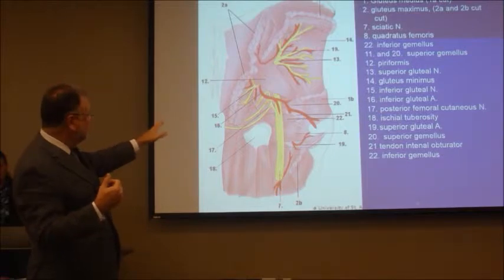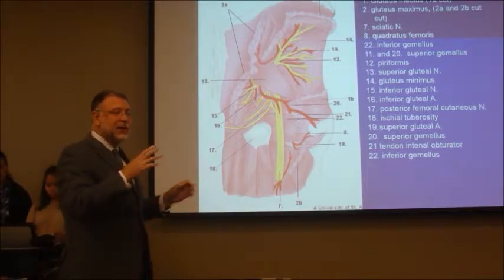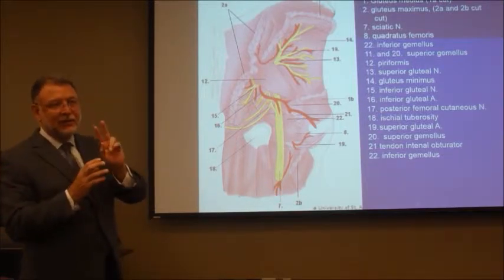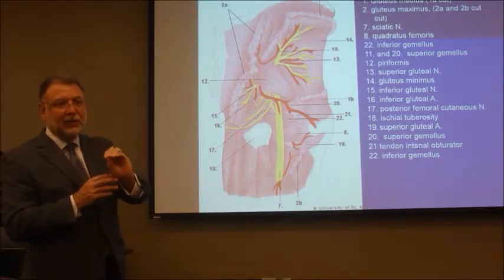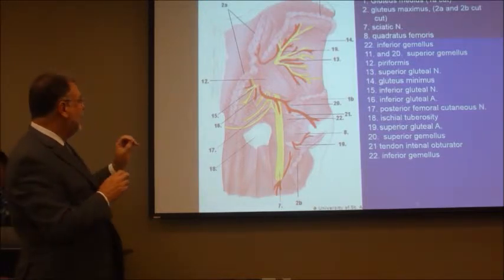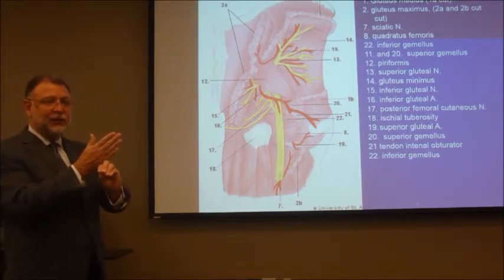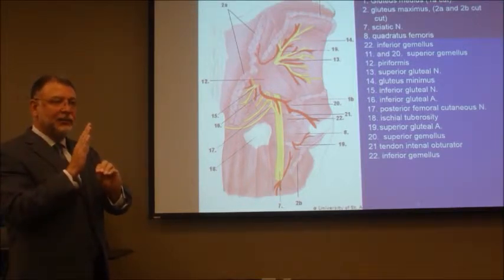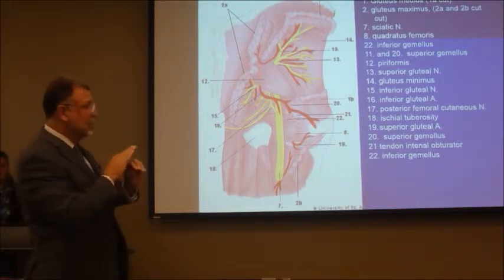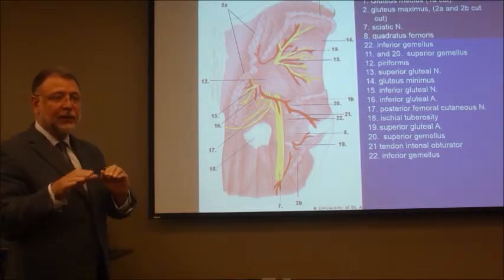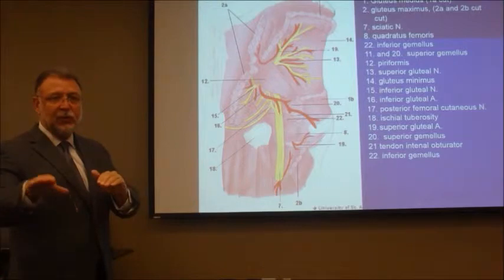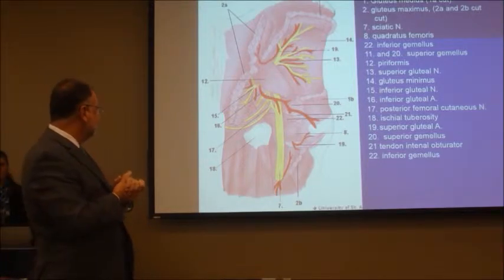The other important thing is that sometimes the sciatic nerve can divide into the common peroneal and tibial nerves. Typically, if that happens, it divides at the level of the piriformis, and the common peroneal is going to go through the piriformis, and the tibial will follow along with the sciatic nerve.